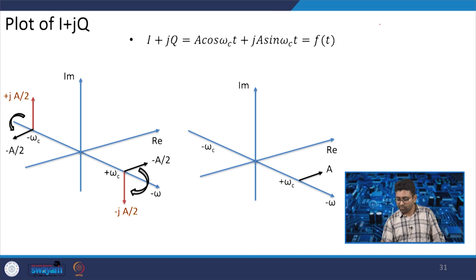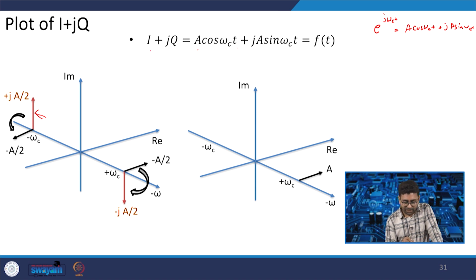So, we already know that e raised to j omega c t can be written as a cos omega c t plus j a sin omega c t. Same thing: you add a cos omega c t, and you multiply the sine with the j. So, when you multiply sine with the j, then this will be added. However, the negative frequency part will be removed.